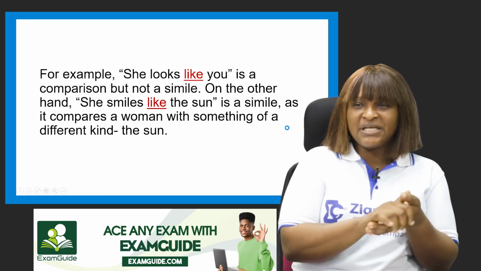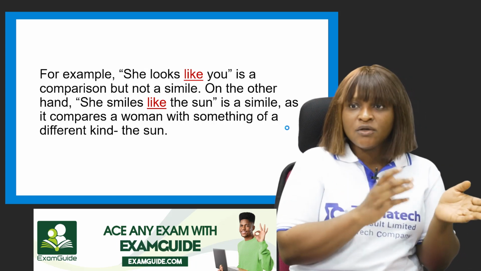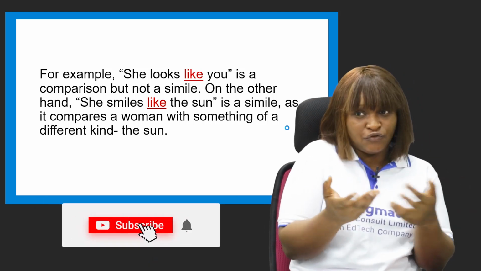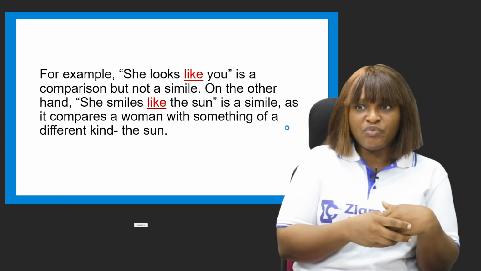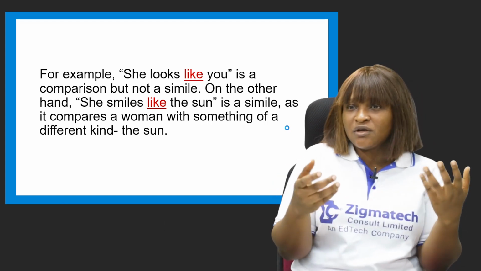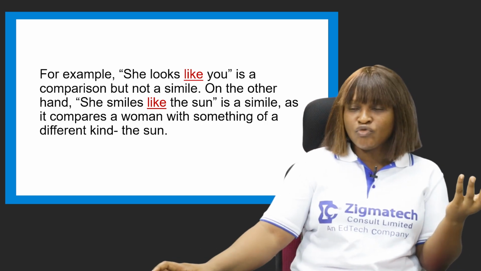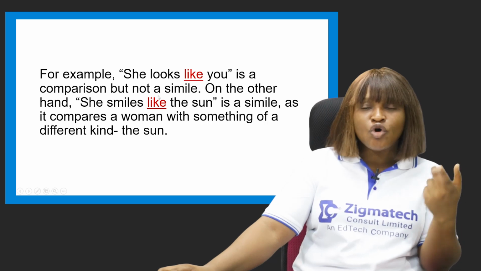It says, for example, she looks like you. Yeah, I'm comparing somebody. Or she's as fair as you. That's comparison. She's as beautiful as you. That's comparison. You're trying to compare two people. She looks like you, though more beautiful. Those are comparisons. Now, it says that is a comparison but not a simile.